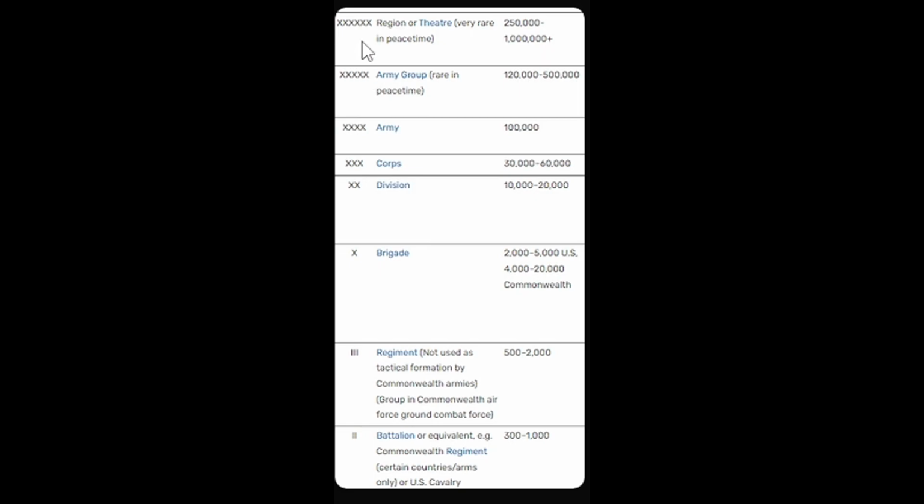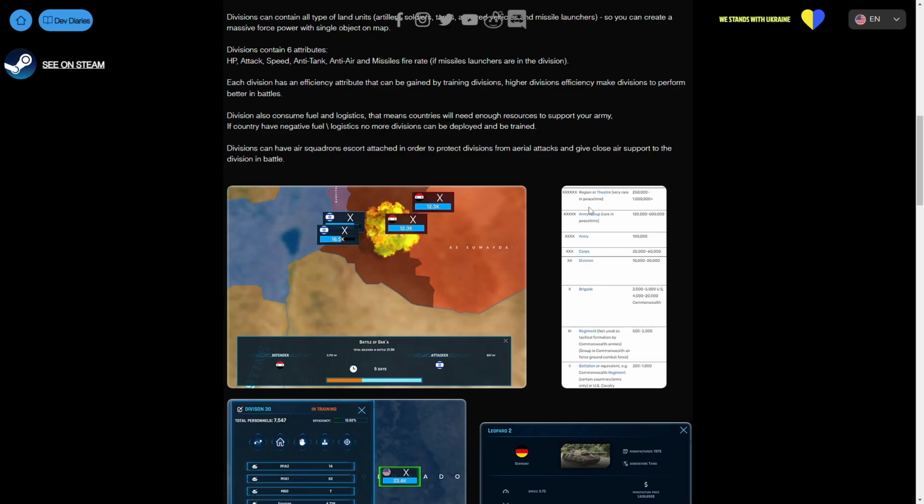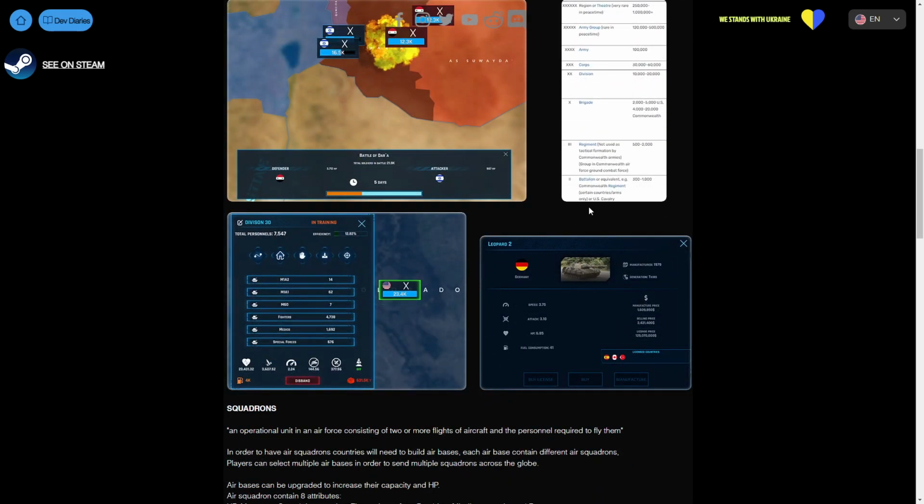And then we have 6 X's, which is a region or a theater, which is, again, region or theater is very rare to have in peacetime. So if you're having one of those, then I'm going to be worried about you in multiplayer.